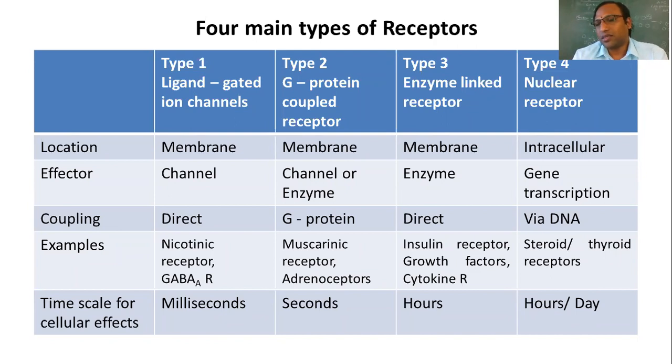Then nuclear receptors: they have to reach the nucleus, which means it will take some time. So it is intracellular. It plays a very vital role in gene transcription, and coupling is via DNA. Examples are the steroid and thyroid receptors. The time scale for cellular effects is hours and days.